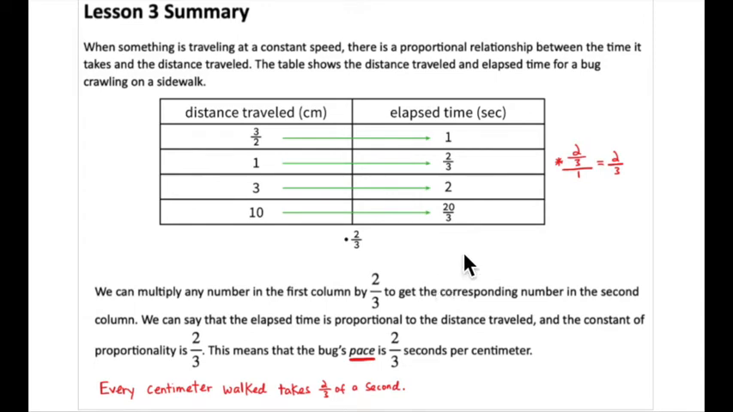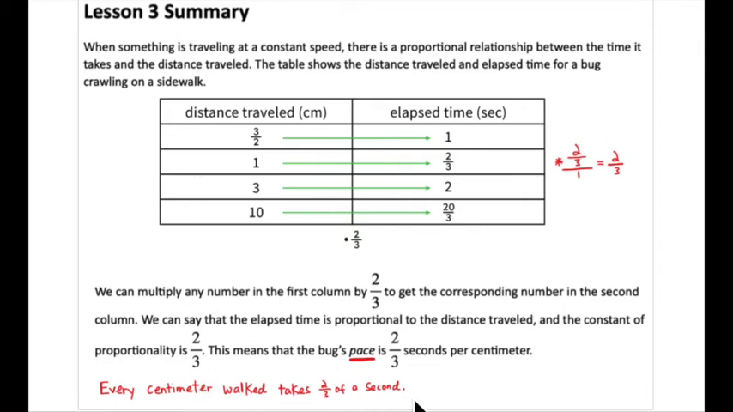All right, so that's the pace. How long does it take this bug to travel 1 centimeter? It takes 2/3 of a second. That's its pace. 2/3 seconds per centimeter. So every centimeter walked takes 2/3 of a second.